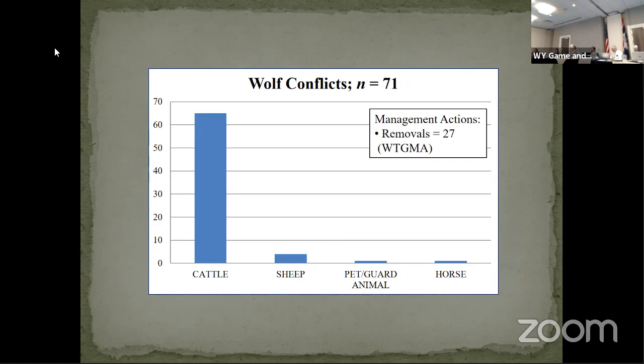Mountain lion conflicts, again, although it's pretty standard, they just kill sheep. That's what they get into. And then, of course, the guard animals that are trying to protect those sheep, llamas and dogs, get attacked occasionally. And then on down the line, you can see there we have a few different types of conflicts.